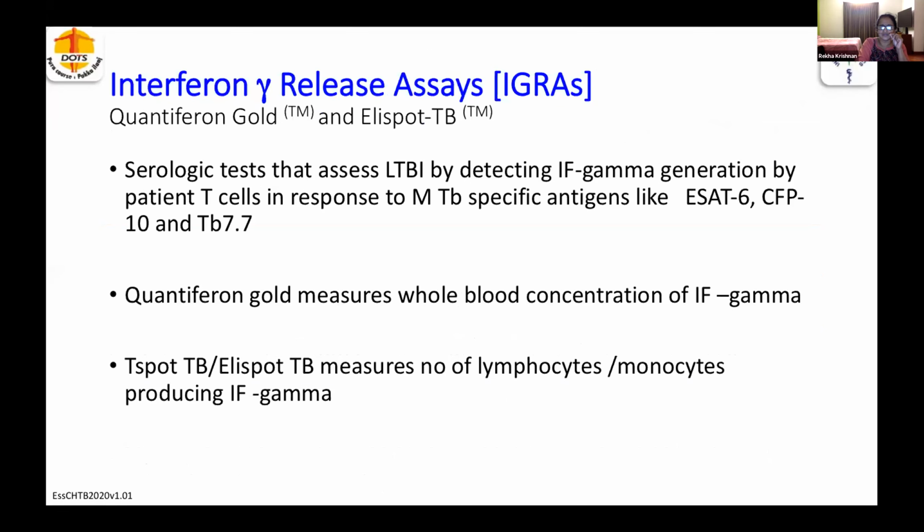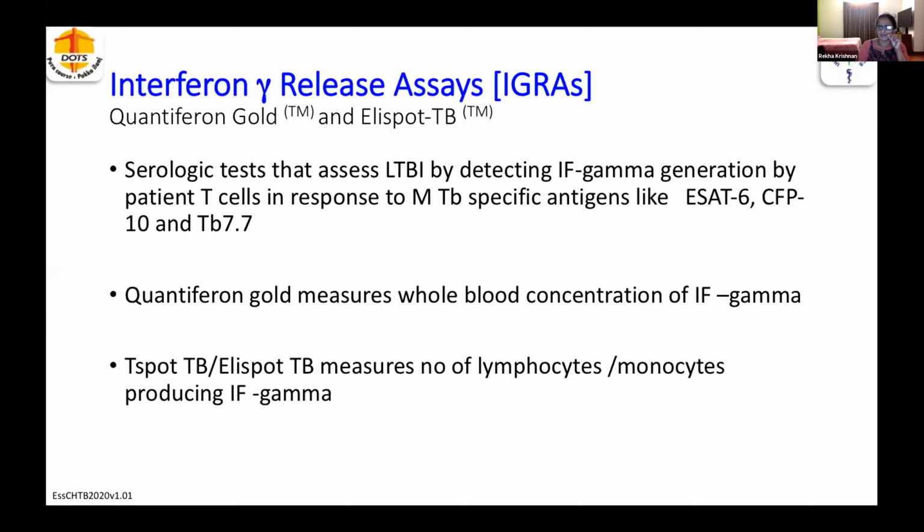And one point about IGRA: what is interferon gamma release assay? It is also an indirect evidence of tuberculosis infection. This is the third method by which we identify tuberculosis infection indirectly. It is similar to the Mantoux test, but it is a blood test, a serological test that assesses latent TB infection by detecting interferon gamma generation by the patient's T cells in response to Mycobacterium TB specific antigens. You may have heard about QuantiFERON Gold and T-SPOT test. These are the two IGRAs that are available.